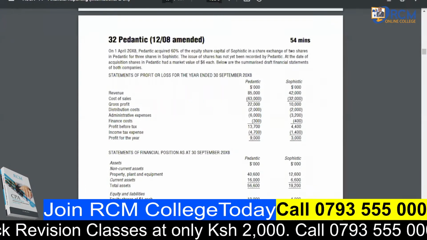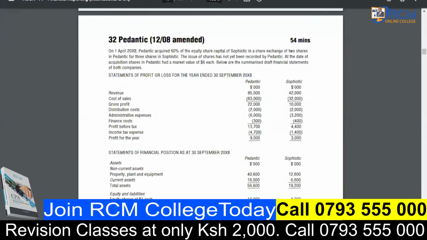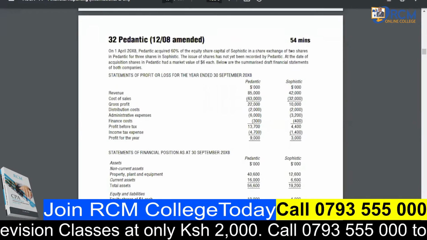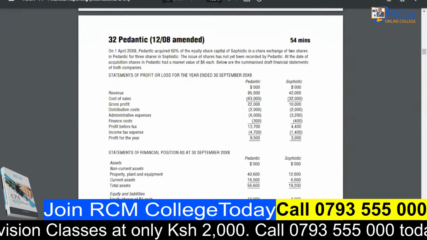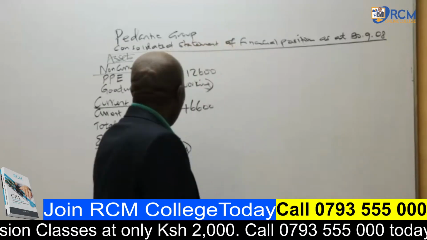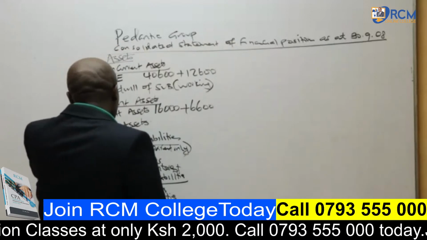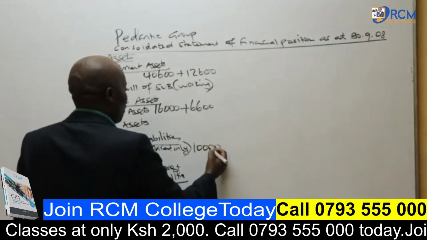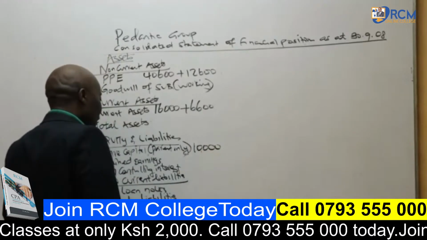So parent only share capital. There is a figure of 10,000 for the parent and then we have 4,000 for the subsidiary. We always pick the one of the parent only. So parent only, what do we have here? We said it's 10,000, like that.